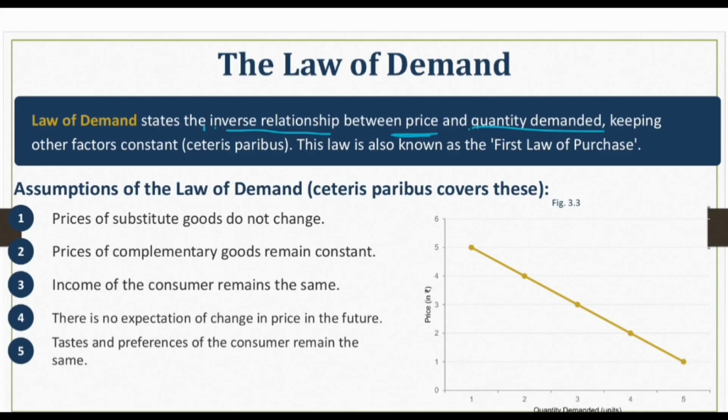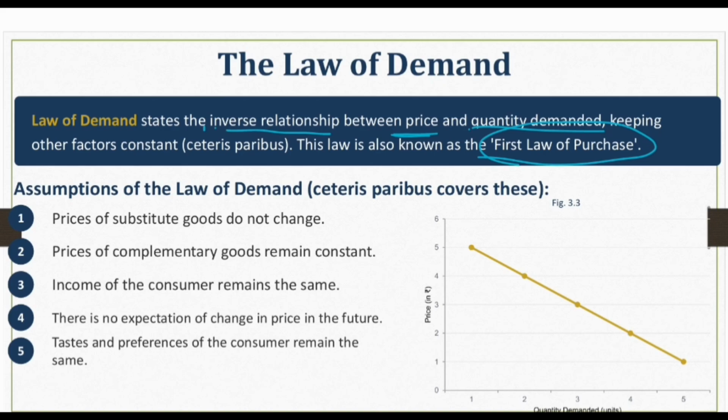We had already learned about the determinants of demand. So we basically know what the factors affecting demand are. Apart from the price of the commodity, all the other factors are assumed to be constant. Be it the price of substitute goods, complementary goods, income of the consumer, or tastes and preferences. Also it is known as the first law of purchase.